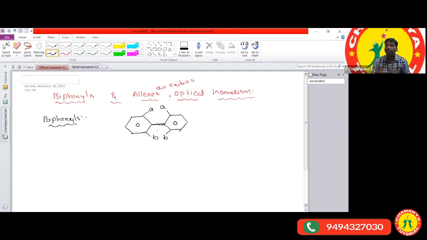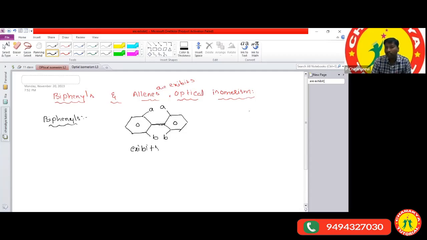When one benzene ring is exactly perpendicular to another one, if you divide it, you won't get two equal halves. If you don't get two equal halves, then it becomes optically active. Due to that reason, biphenyls exhibit optical isomerism. And some compounds are there that exhibit optical isomerism.